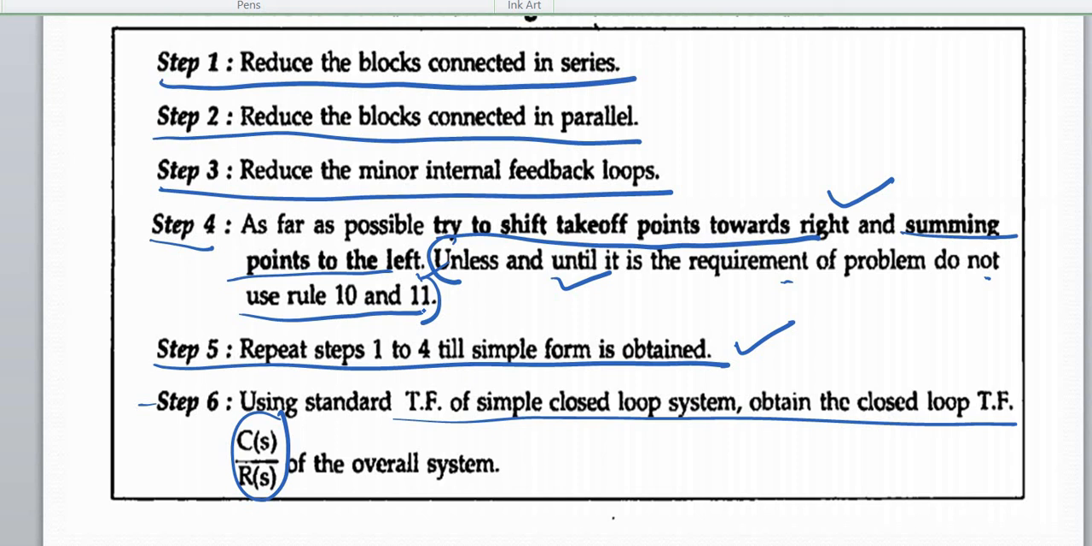So in this lecture, I have completely explained the representation of a control system in the form of a block diagram, then what is the simple or canonical form of a block diagram, and the formula for the transfer function of the canonical form. Then I have explained the 11 rules of block diagram reduction, one by one. Then in the last slide, I have explained the steps to solve the block diagram reduction problem. In the next video, I will be solving some problems on block diagram reduction.